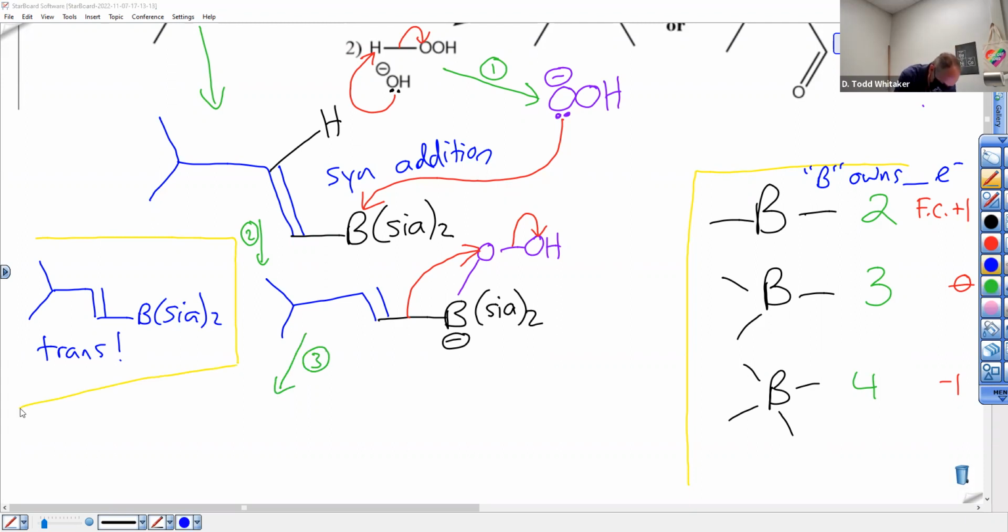And what do you got? You got over here, you got this. And now the black bond is up to the purple O, which is still bonded down there to a B. There still has 2 sec isoamyl groups. That never changes. And B's back to 3 bonds, right? 3 bonds, no charge.